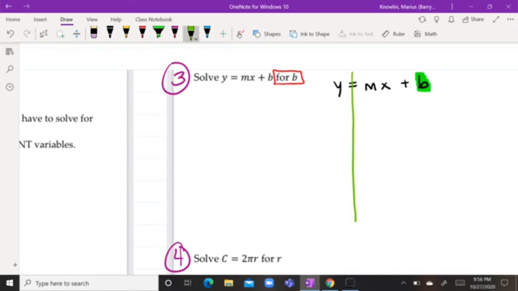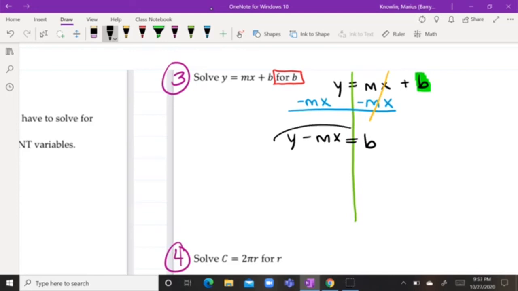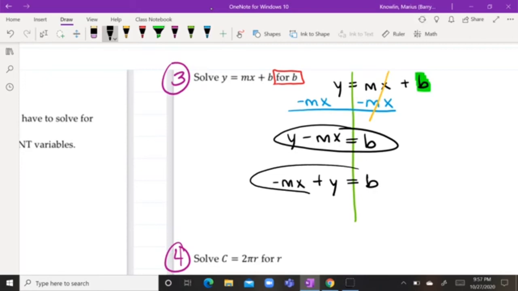And now I want to move everybody else away to the other side. So I have to move that mx. mx is a group, and since it's positive, we want to subtract mx. And mx doesn't have a like term on this side, so we're going to write it off to the side. The mx's cancel out. And now we're left with b equals, we're going to put the y first, minus mx. So that's one way we could write the final answer. You may see the final answer written as b equals negative mx plus y. We could also write it that way.